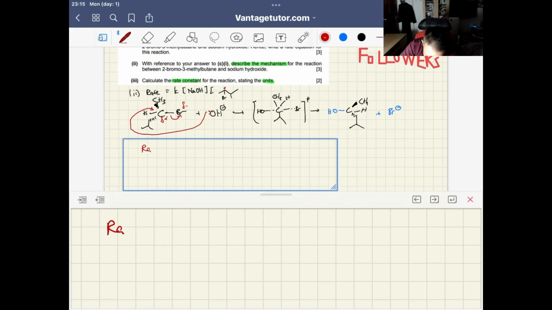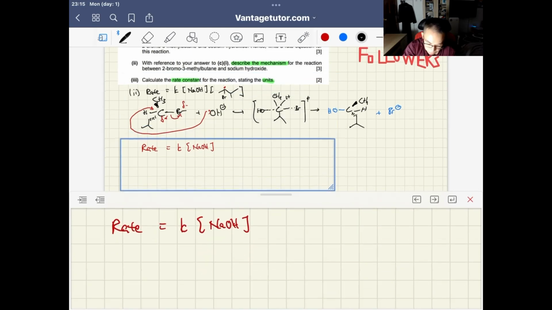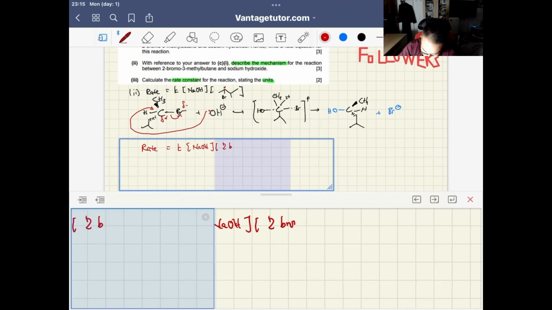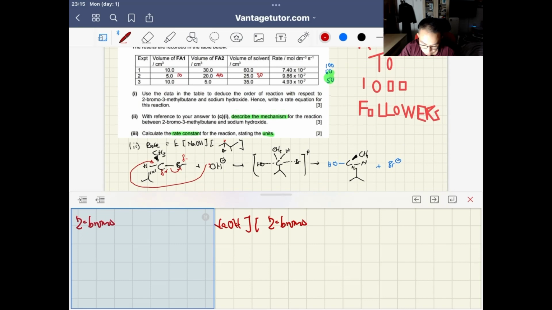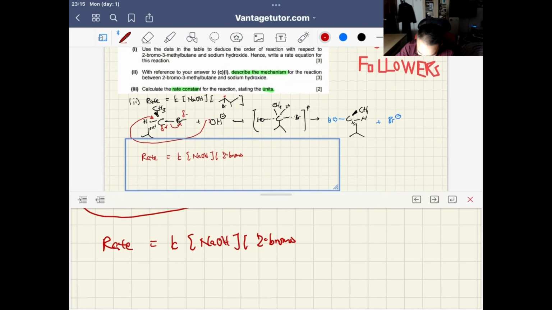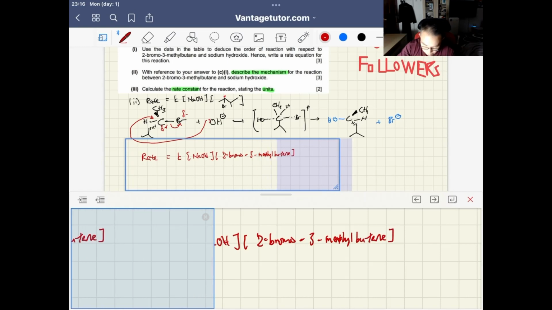So rate is equals to k, okay, [NaOH], and then your organic compound. Just now I didn't draw it up here, so I should have. I forgot my square bracket to complete it. Okay, so this is gonna be 2-bromo, what's that? 2-bromo-3-methylbutane. Okay, so let's just pick one experiment.